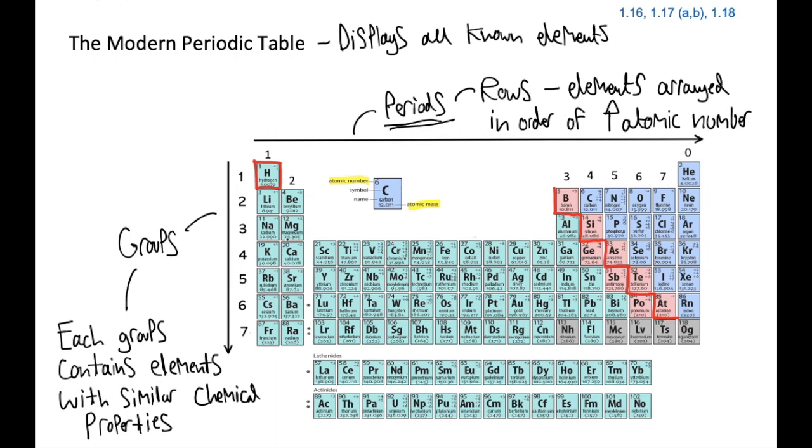So we're going to talk about everything to do with electrons and electron shells and how all that links to how the table is arranged, and it will all make sense.